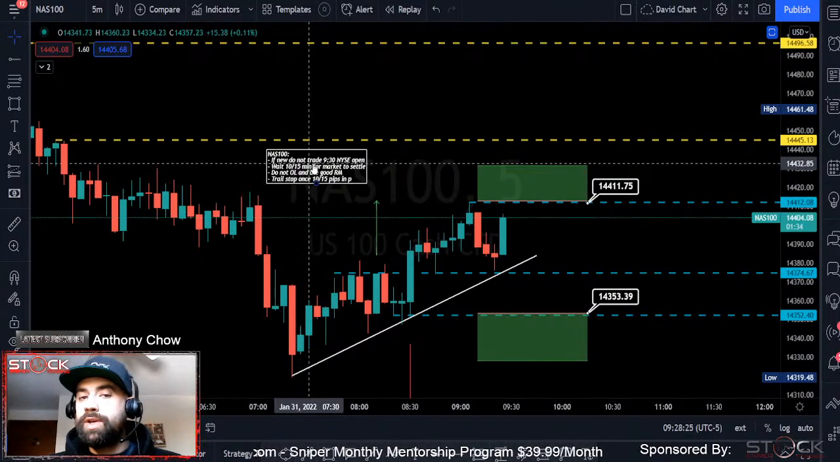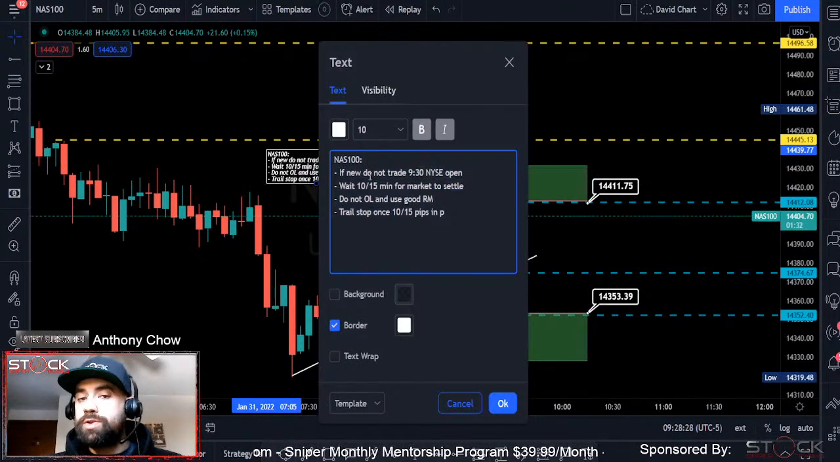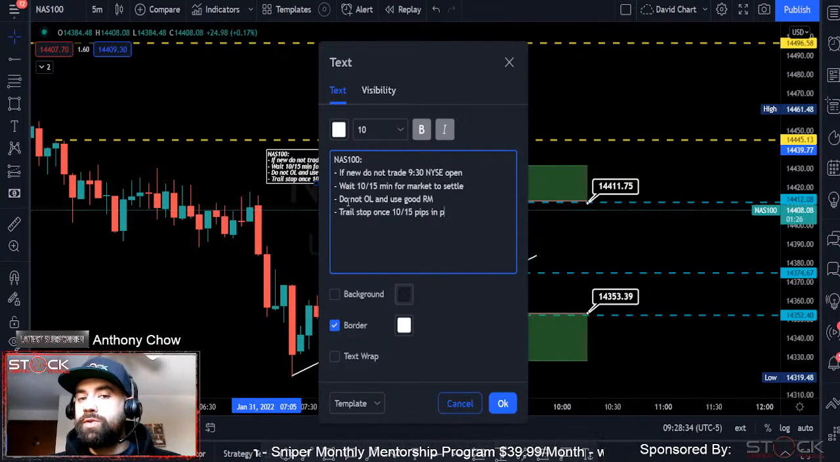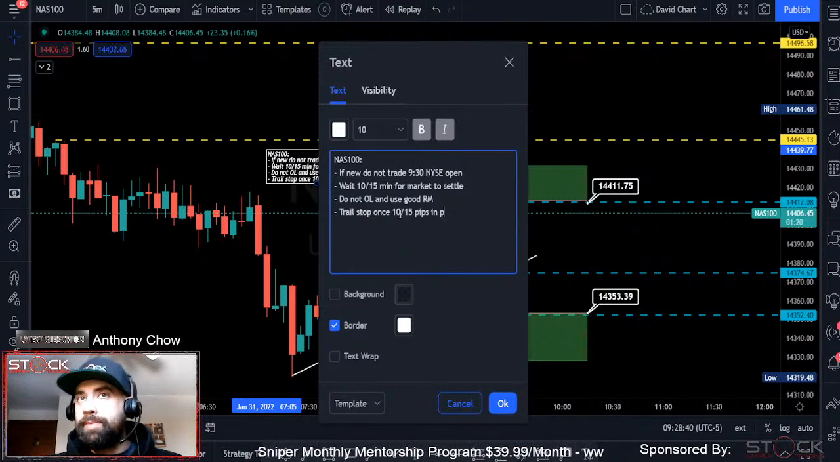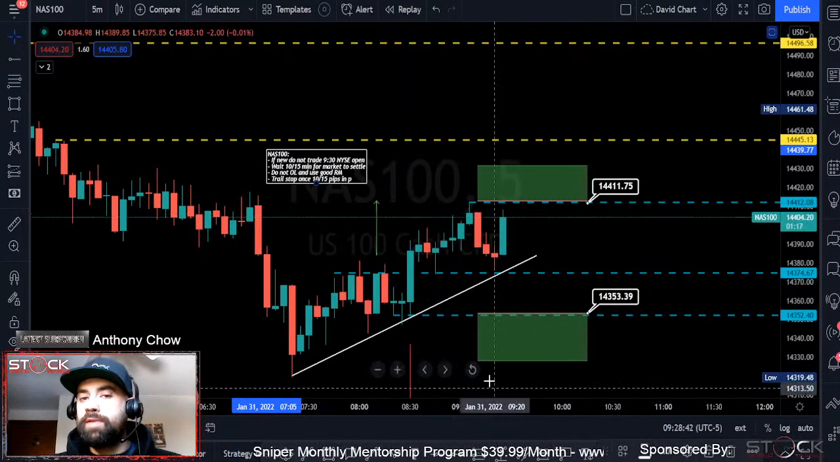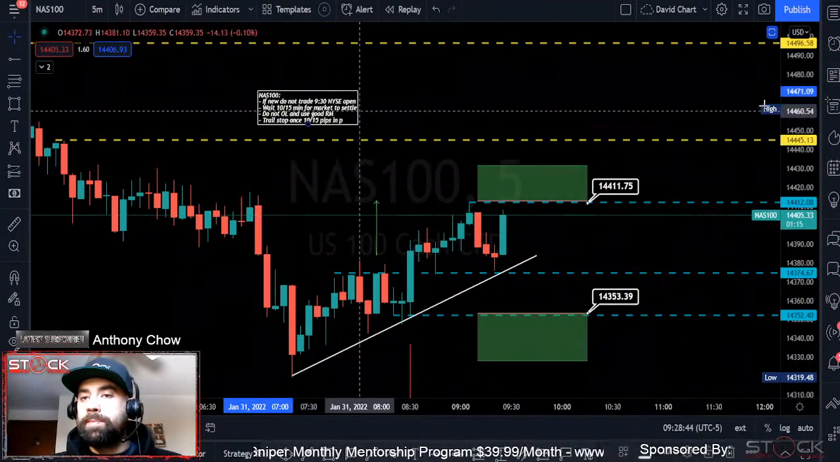So, guys, if you're new, don't trade 9:30. Let me just mark this bigger. Don't trade 9:30. It's very erratic, okay? Wait maybe 10, 15 minutes for the market to settle. Do not over leverage, and good risk management is always to be used, okay? Trail your stop if you get maybe 10 to 15 pips in profit, okay?